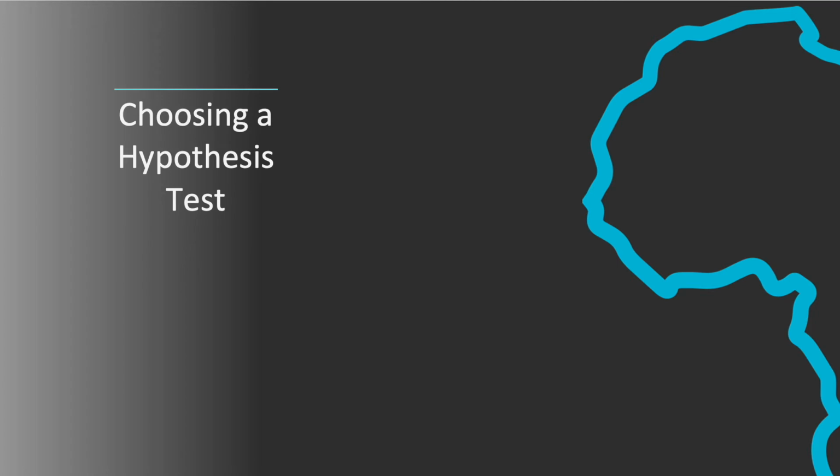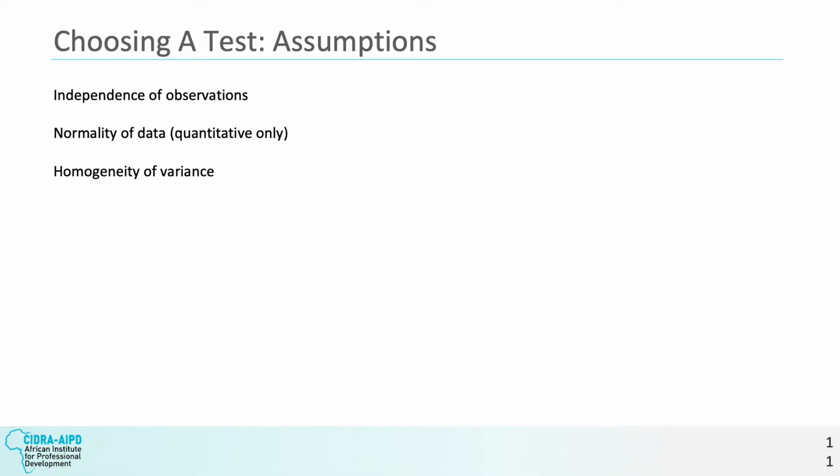Now let's consider how to choose the appropriate test for your hypotheses. How do you choose a test? A choice of a hypothesis test is dependent on three characteristics of, or assumptions about your data. The first is that your data is independent.